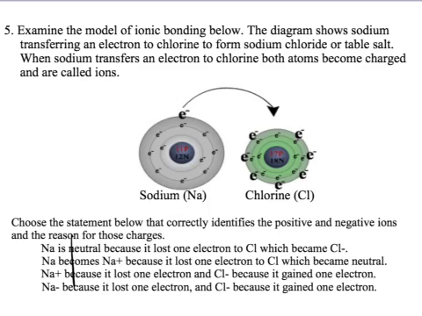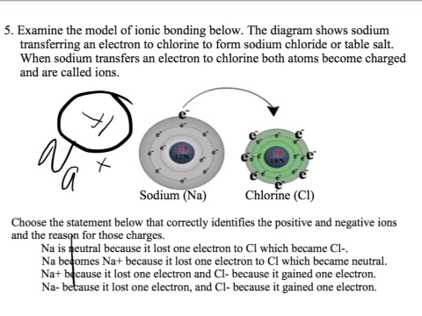Okay, so sodium lost an electron. That means the positives now are more than the negatives. So that means it would have a plus 1 charge. Sodium would be Na plus. Okay, chlorine gained an electron, so it's now Cl minus because it gained 1 negative. It has more electrons than it does protons, so it's no longer neutral.